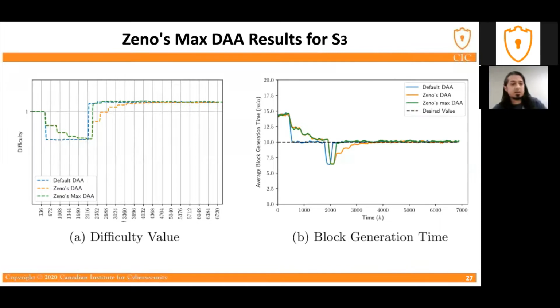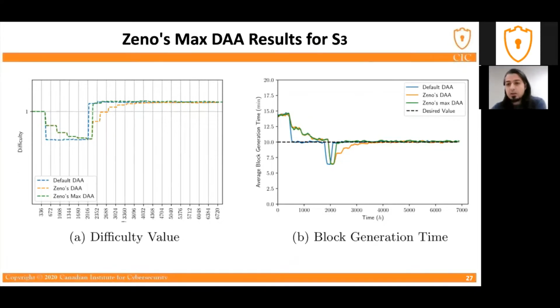As you can see here, we have both decreasing the difficulty and increasing the difficulty, because we start with a selfish miner, and here because we add another honest miner to the network. In decreasing the difficulty, Zeno's DAA acts very much like Zeno's Max DAA. They're identical, but the default difficulty adjustment goes in one step. But in increasing the difficulty, Zeno's Max acts again very much like the default difficulty adjustment algorithm, and Zeno's DAA goes in multiple steps.